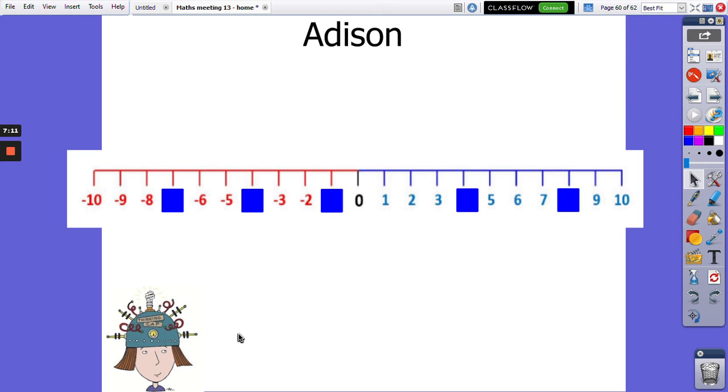Okay, we've got some minus numbers now. I've hidden some numbers on this number line. Can you count along, forward and back, and see what the missing numbers are? Okay, shall we see? We've got a 0 here. Well, these blue numbers here, these positive numbers, are easy, aren't they? 1, 2, 3, 4, 5, 6, 7, 8. Easy peasy.